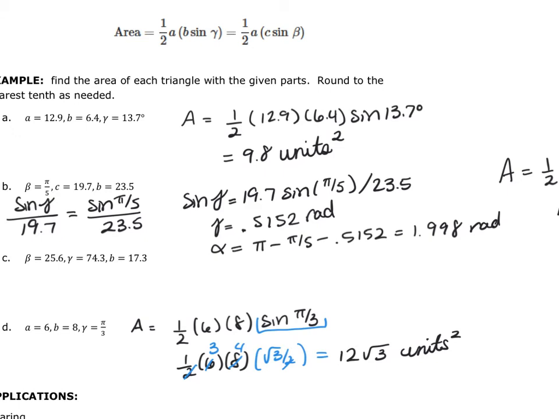I'm going to do 12.9 multiplied by 6.4 multiplied by the sine of 13.7, and I got to make sure I'm in, darn it, got to make sure I'm back in degrees. So 13.7, and then divide that answer by 2. Yeah, okay, cool. Yes, I did remember to divide by 2.